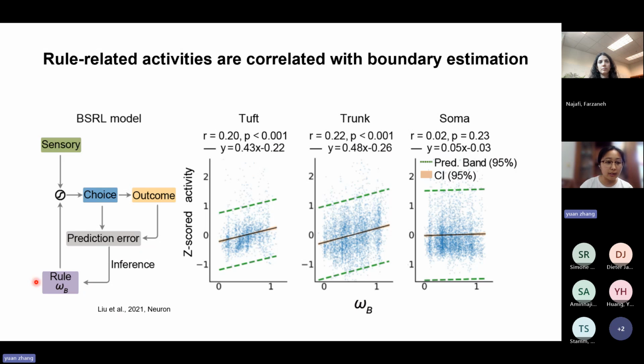So here we also quantify this rule information with our data. This is the z-scored activity of the rule selective ROIs selected by the AUC, and the x-axis is the boundary estimation value from this model. And we found they are significantly correlated. So which means we found this rule difference, and it could be explained by the animal's internal estimation of the boundary. And so far, we just stay in the rule information. And then we want to see other behavioral variables.